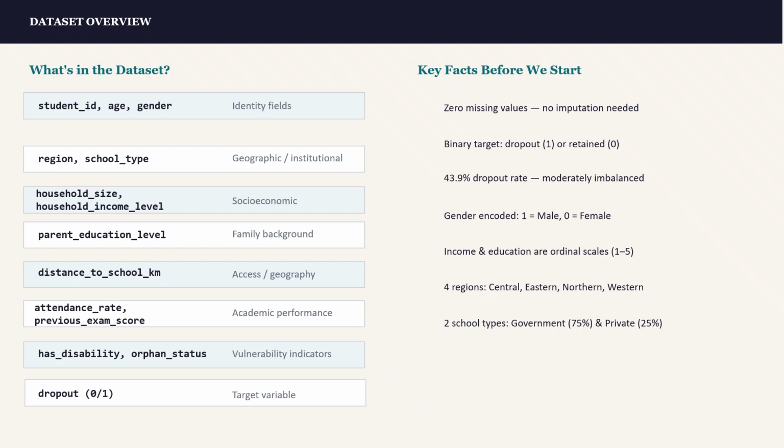We have 0 missing values, so no imputation was needed. The binary target: dropout is 1 and retained is 0. We have a 43.9% dropout rate, so it's moderately balanced with the retained. Gender is encoded as 1 for male and 0 for female. The income and education are ordinal scales of 1 to 5, and there are 4 regions considered: central, eastern, northern, and western. There are 2 school types: government, which is 75%, and private, which is 25%.